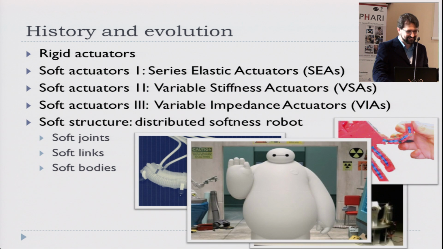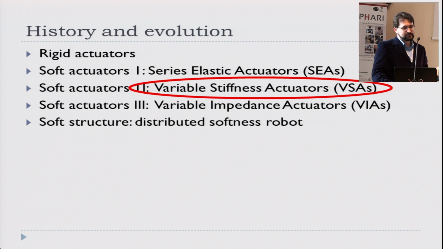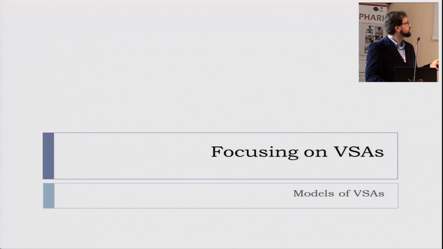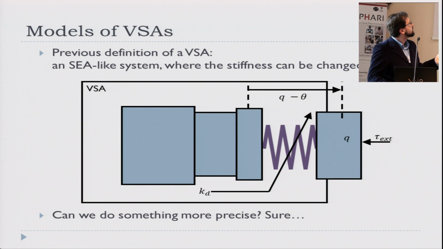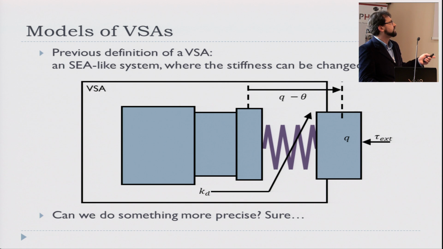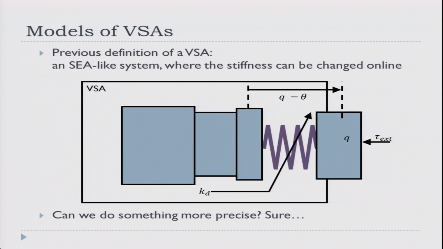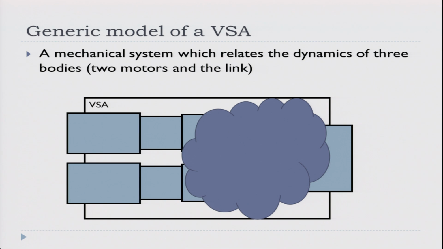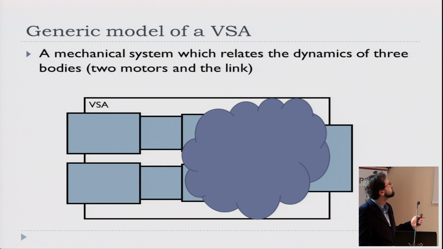like this one. Okay, so let's go back to the variable stiffness actuator, which are our main topic. My last definition of a variable stiffness actuator is that of a SIA, in which you can change the stiffness online. But what if we want something more precise? Well, even if you have this cloudy stuff here, essentially this is a very generic definition of variable stiffness actuator, which accounts for a lot, if not all, of the existing prototypes.